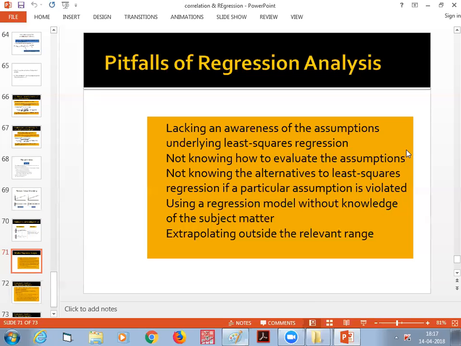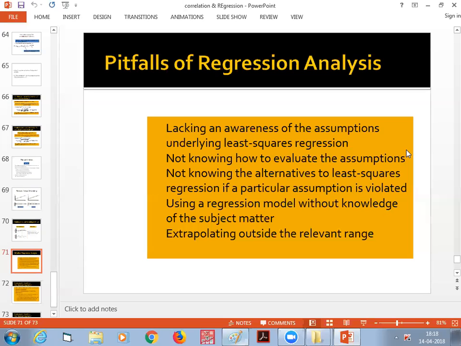from the sample data. How do you estimate that? That is what they call fitting the regression model. There are many methods. The most important one, which we are considering, is the least squares regression method, meaning minimization of the error sum of squares. But that is applicable only when all those required assumptions are satisfied. So that is the pitfall: not knowing the alternatives to least squares regression. If any assumption is violated, then what is the alternative to find a regression model?